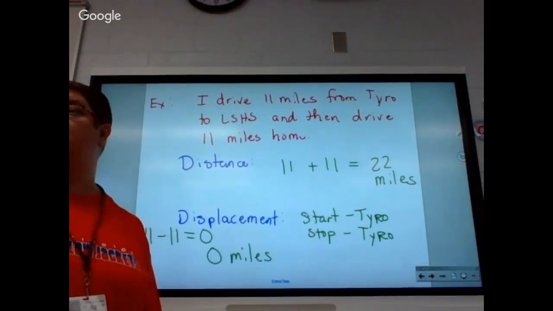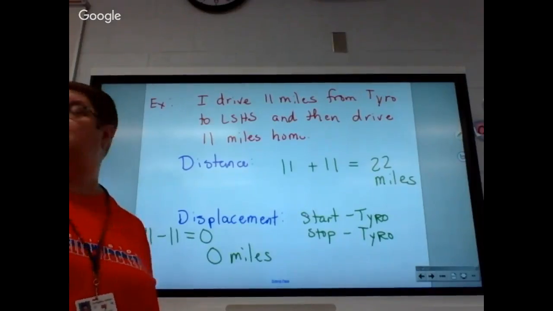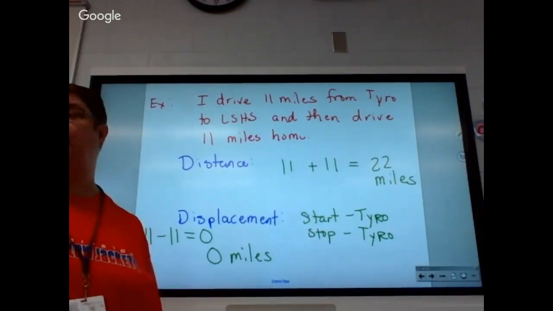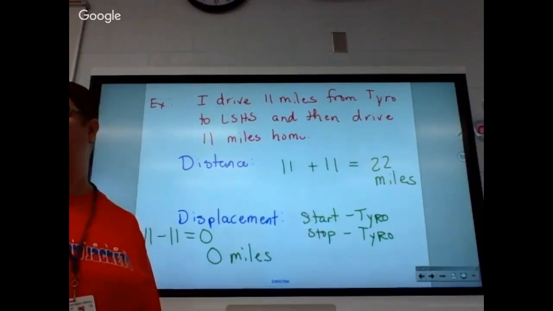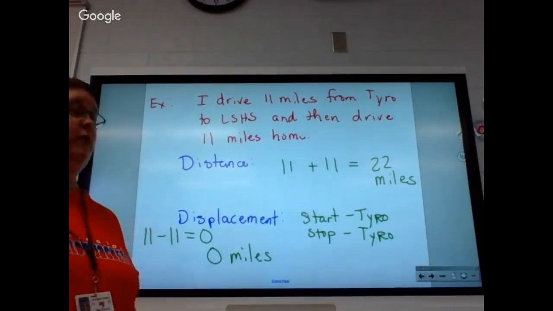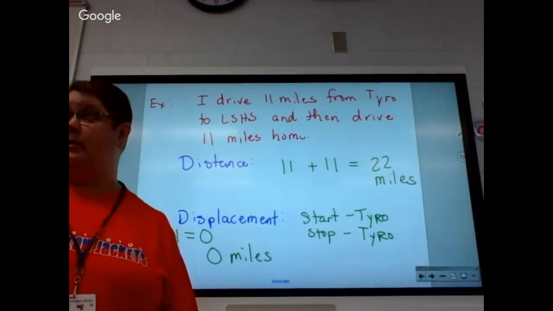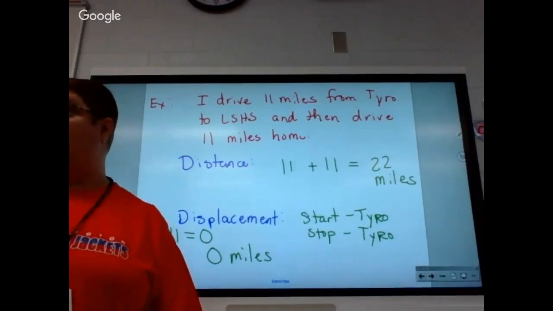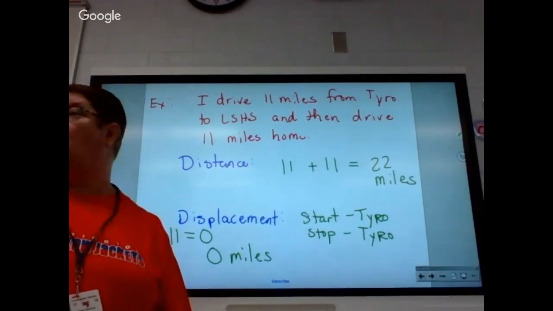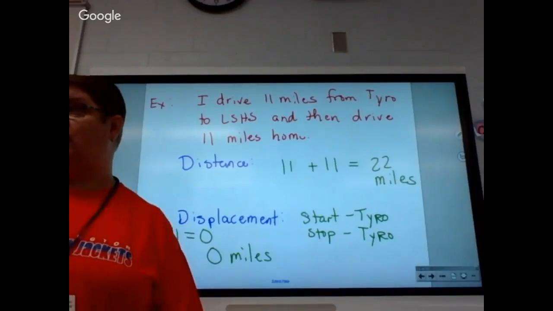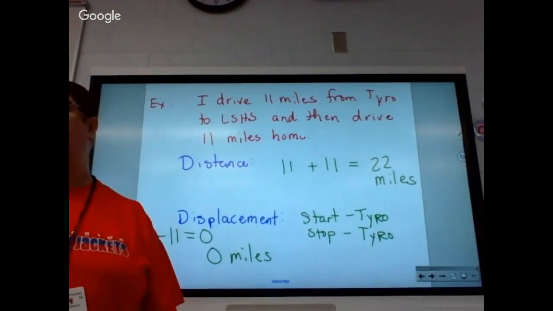If I start at Tyro and I go back to Tyro, it doesn't matter that I went to the store. I started and stopped in the same place. My displacement is 0. Okay? Now, the only way my displacement changes is if I don't start and stop in the same place. So if I start in Tyro and I come here and then I don't go back to Tyro, then my displacement changes. Okay? It would be something else. It wouldn't be 11 miles. I'd have to go someplace else.